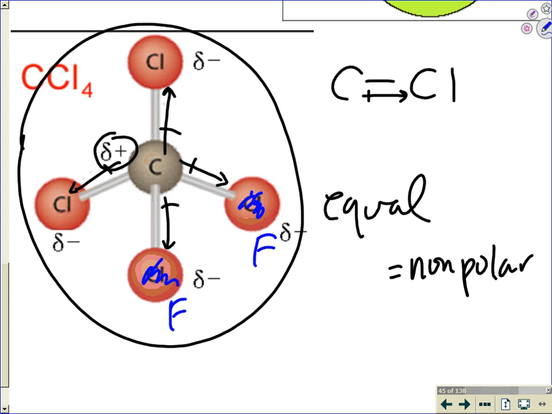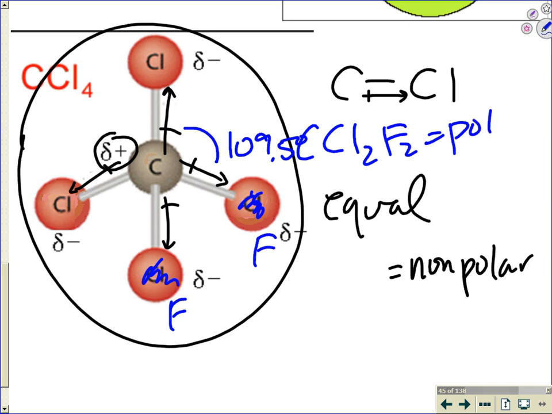In a tetrahedral structure, what's the bond angle? 109.5. So there is no way for chlorine to chlorine to cancel out each other's dipoles or fluorine to fluorine to do it because there's no 180 angles. So because of that, this would be in the end CCl2F2. This would be a polar molecule because the dipoles would be different magnitudes, and it would leave us with a slightly unequal distribution of those partial negatives.